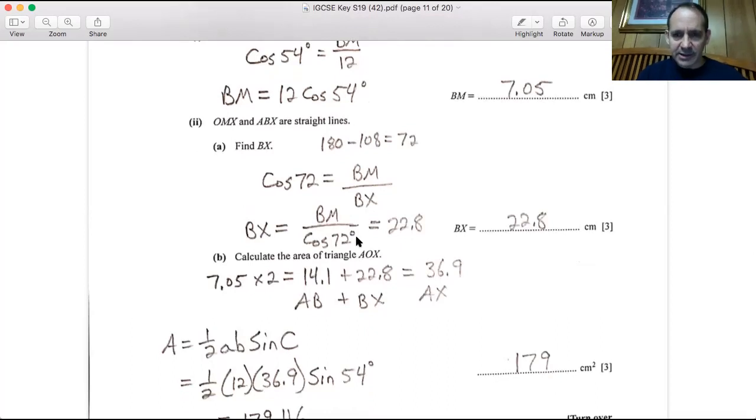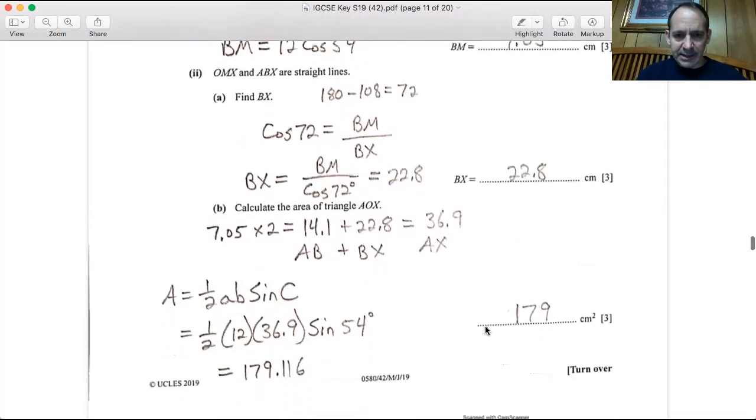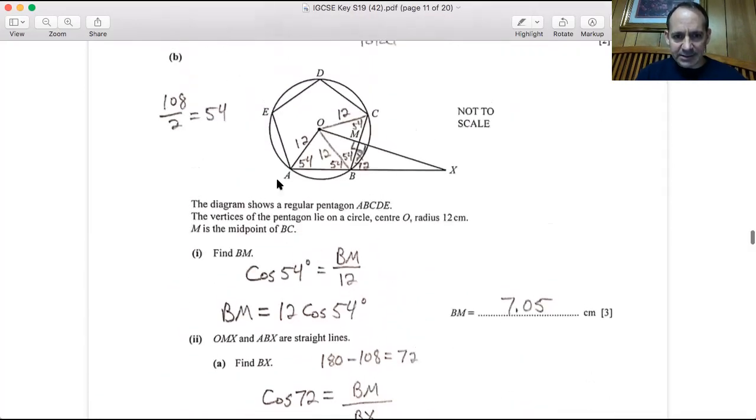Make sure your calculator is in degree mode since you're using trig functions. You should get 22.8, which is your answer for BX. Now calculate the area of triangle AOX.